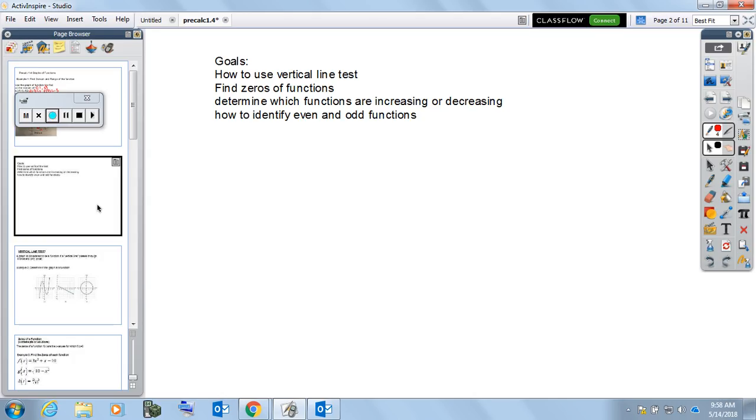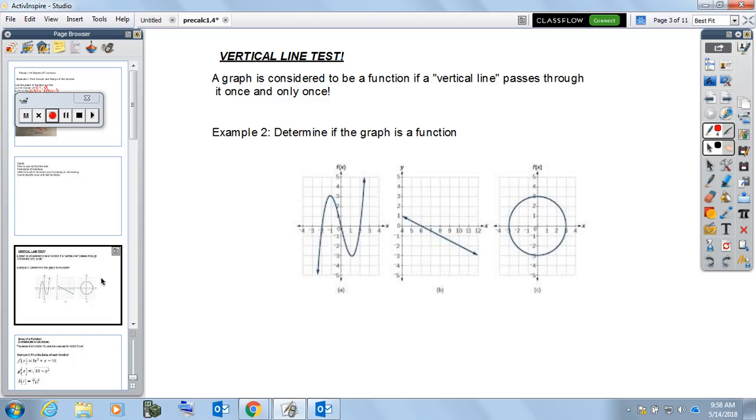So that's going to lead us on into the game plan for today. The goals are to look into the vertical line test, find zeros of a function. We're going to look into determining which functions are increasing or decreasing, and how to identify even and odd functions. And of course, this will be split up in a variety of different videos. So today we're going to really be diving into the vertical line test.